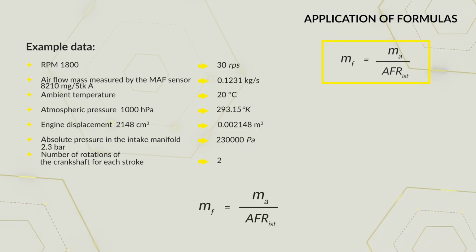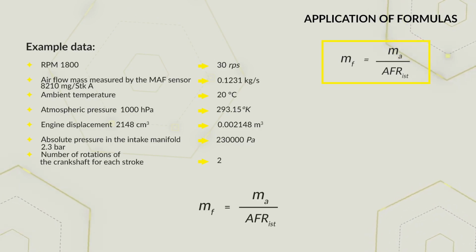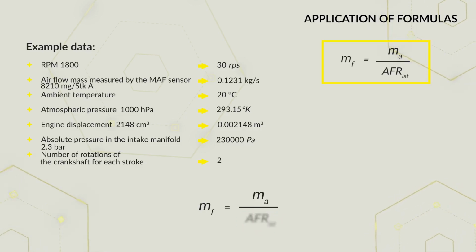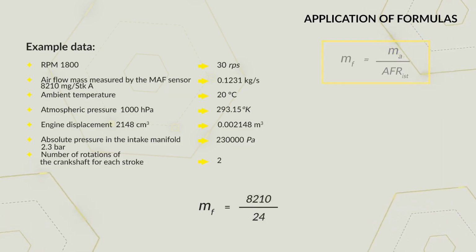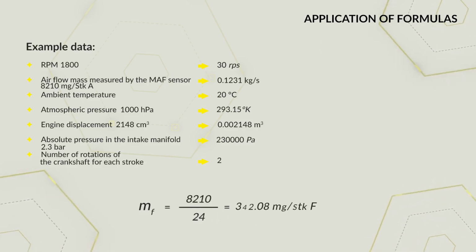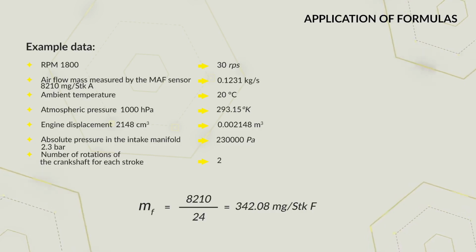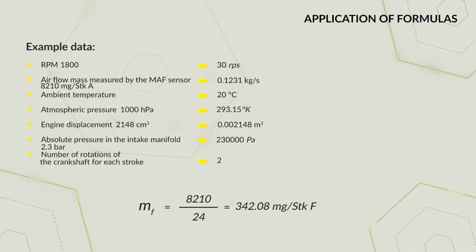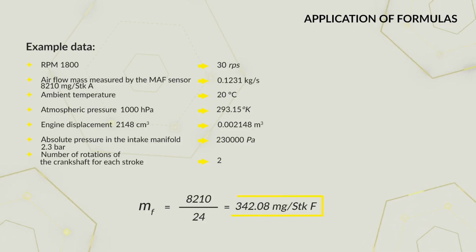So, to derive the mass of fuel injected, we need to know the instantaneous air-fuel ratio, which we assume to be equal to 24, and the flow of the mass of air that we saw earlier as 8,210 milligrams of incoming air. We develop our formula and we find that the mass of fuel to be injected is equal to 342.08 milligrams of fuel injected. This result therefore indicates the total fuel to be injected to maintain an AFR equal to 24.